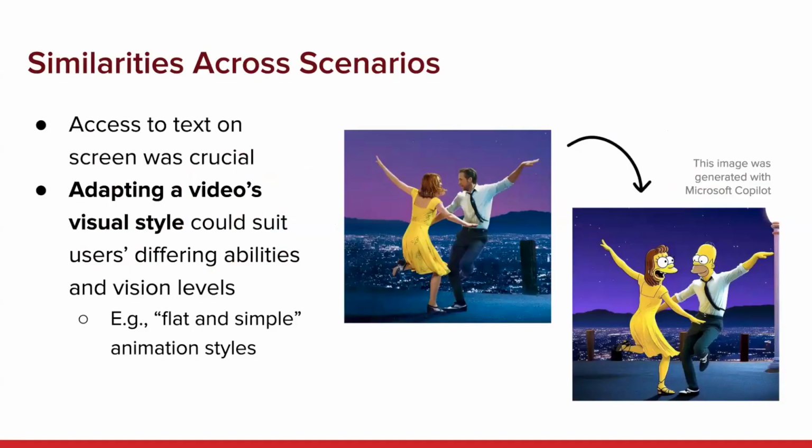We also identified some similarities across scenarios. Participants consistently wanted access to text on screen. Some also suggested adapting a video's visual style to enhance accessibility. Participants with residual vision found competing colors, flashes, and fast action to be detrimental when watching videos. Isaac preferred, quote, flat and simple animation styles in shows such as The Simpsons and advocated for changing the stylistic appearance of a video to better suit his abilities.